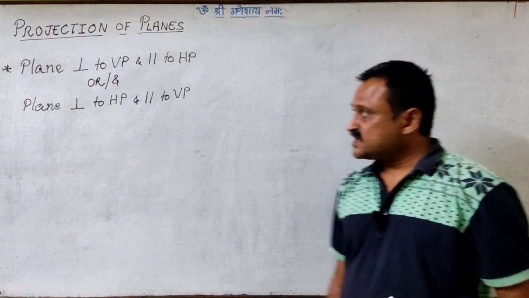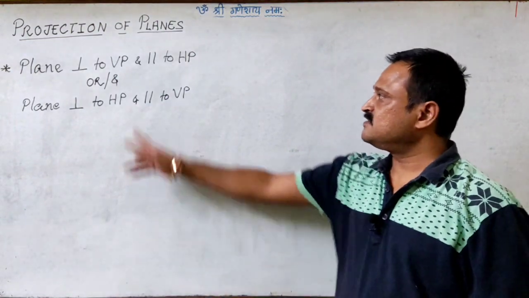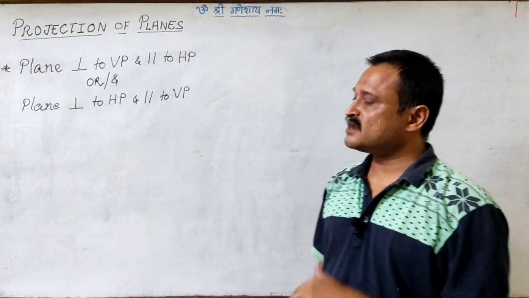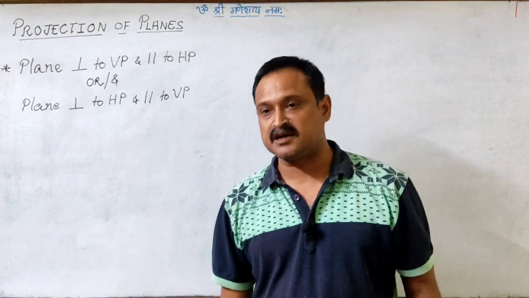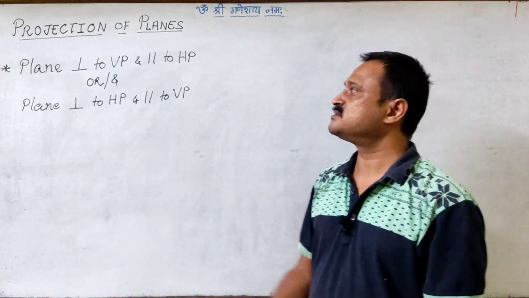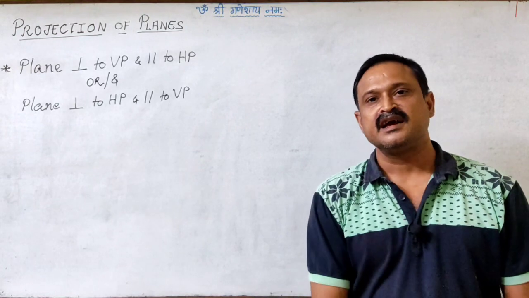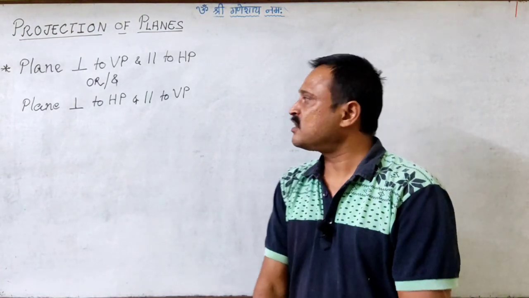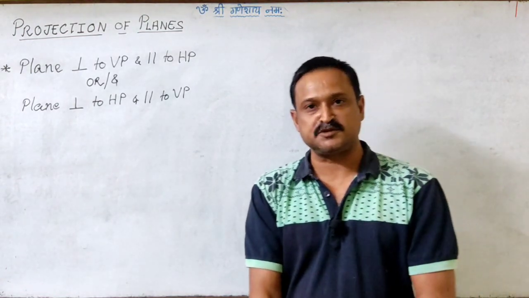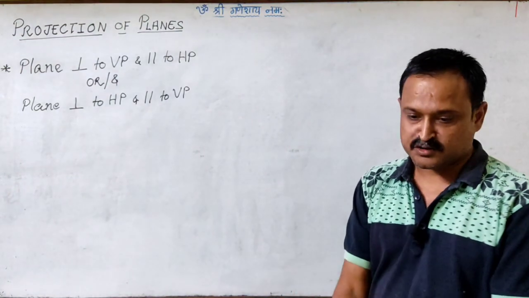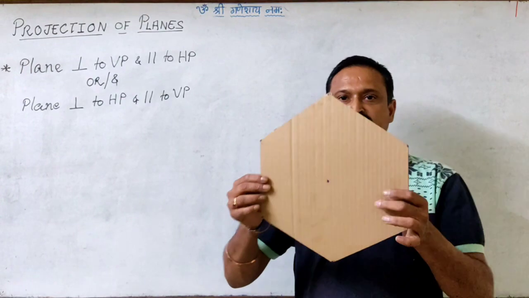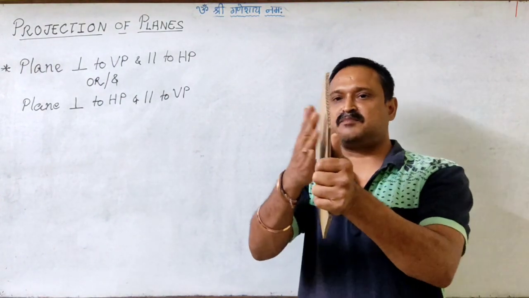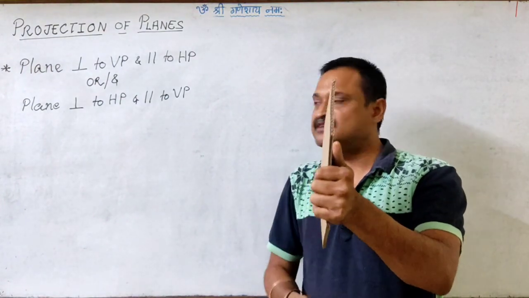So let us move on to the next condition. Collectively, I am taking this condition where a plane is perpendicular to one plane and parallel to the other plane. So the condition can be: the plane is perpendicular to VP and parallel to HP, or the plane is perpendicular to HP and parallel to VP.